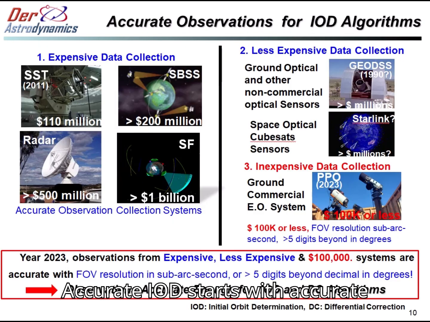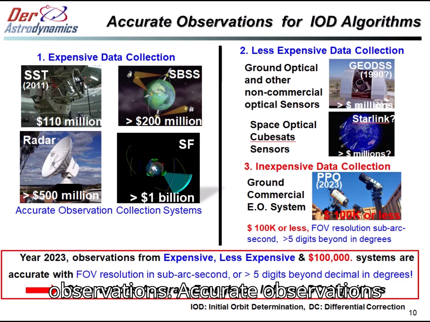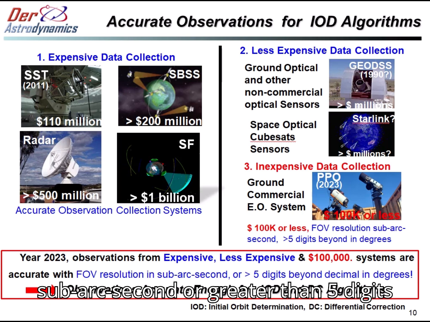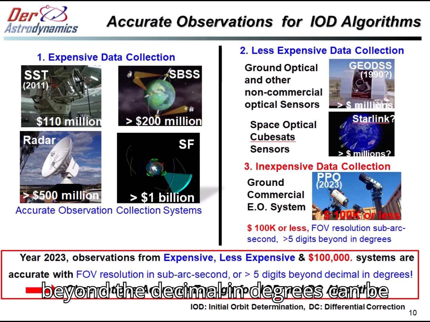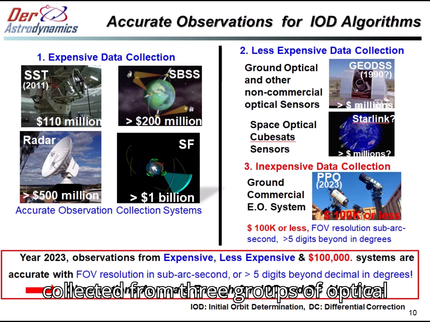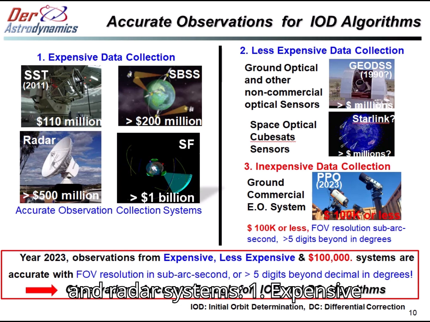Accurate IOD starts with accurate observations. Accurate observations with field of view resolution of sub-arc second, or greater than 5 digits beyond the decimal in degrees, can be collected from 3 groups of optical and radar systems.